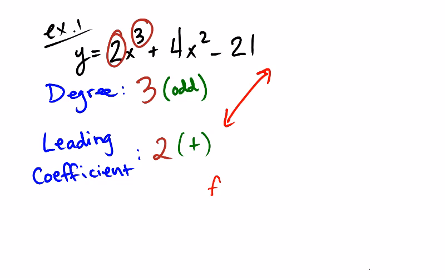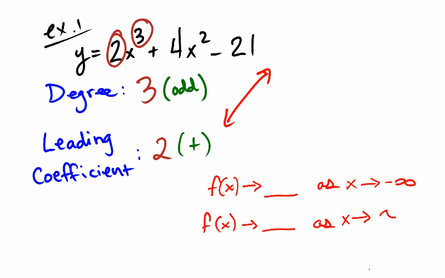And so we need to write that in our end behavior notation, which is f of x goes to something as x goes to negative infinity, and then f of x goes to something as x goes to positive infinity, or to the right. The graph is going to go down to the left, so we'll put negative infinity, and then the graph is going to go up to the right, so we'll put positive infinity there. Once again, this means to the left, and this means to the right. And so the y values are going down as it goes to the left, and the y values are going up as it moves to the right.